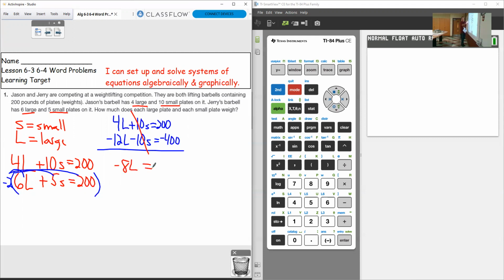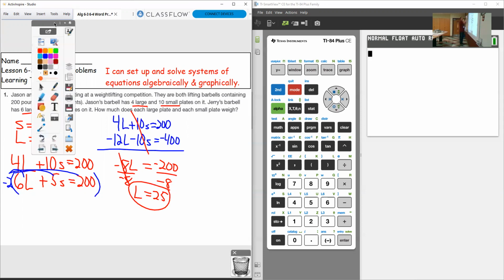Bring down my equal sign. 200 plus -400 is -200. Divide by -8. Divide by -8. And we get that L equals 25. So a large plate is 25 pounds.